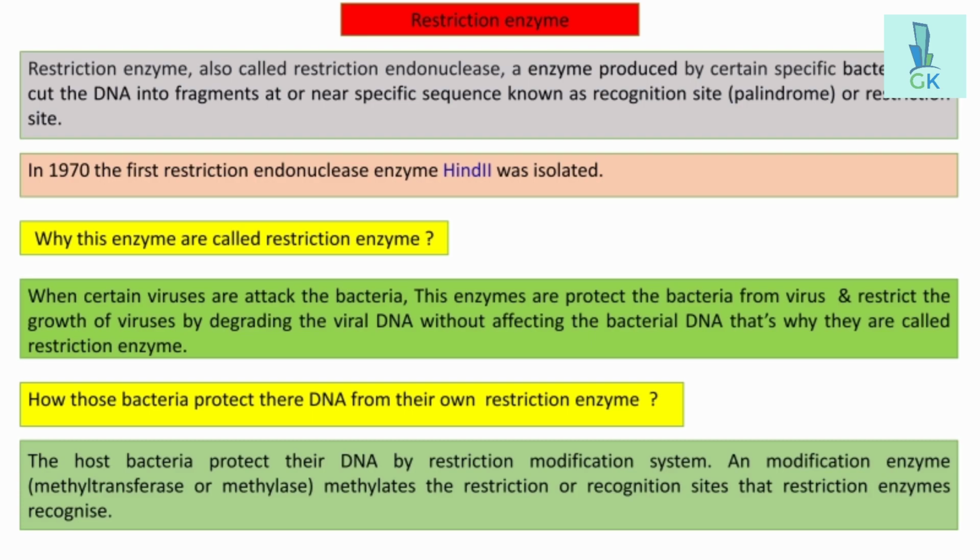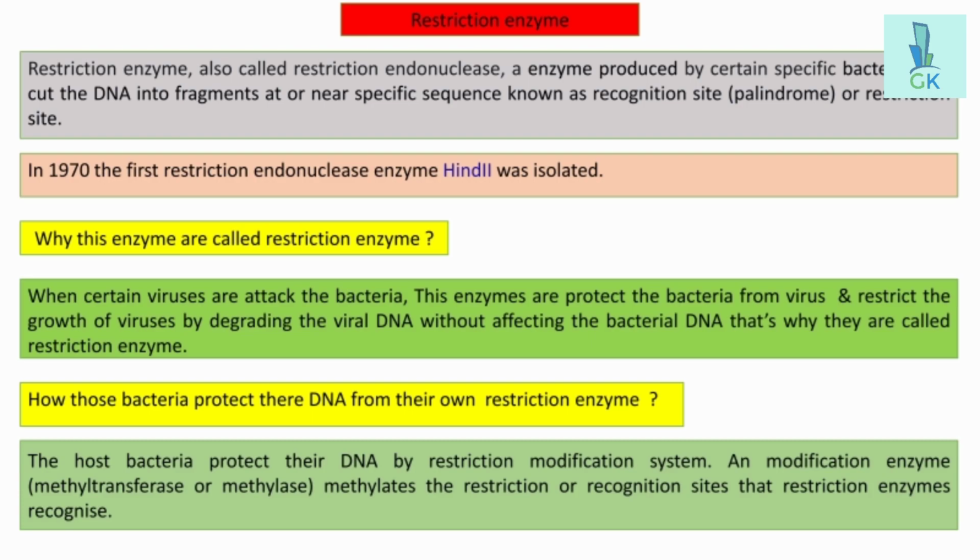Now one question may come to your mind. We know that restriction endonuclease cuts viral DNA, so it can also cut the bacterial DNA. But why is it not cutting the bacterial DNA? Or how do bacteria protect their DNA from their own restriction enzyme? The answer is simple. Bacteria protect their DNA by a system called the restriction modification system, by the activity of an enzyme known as methyltransferase. The specialty of this enzyme is that it can methylate DNA sequences or DNA bases by adding methyl groups on these sequences or bases.